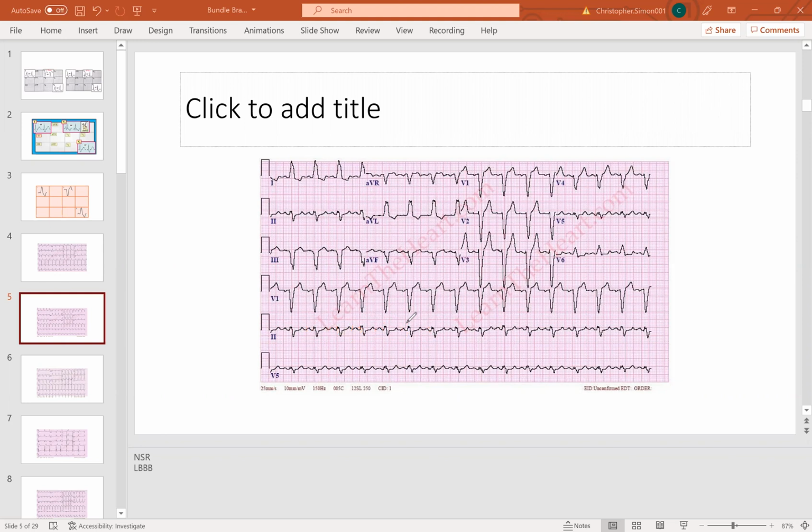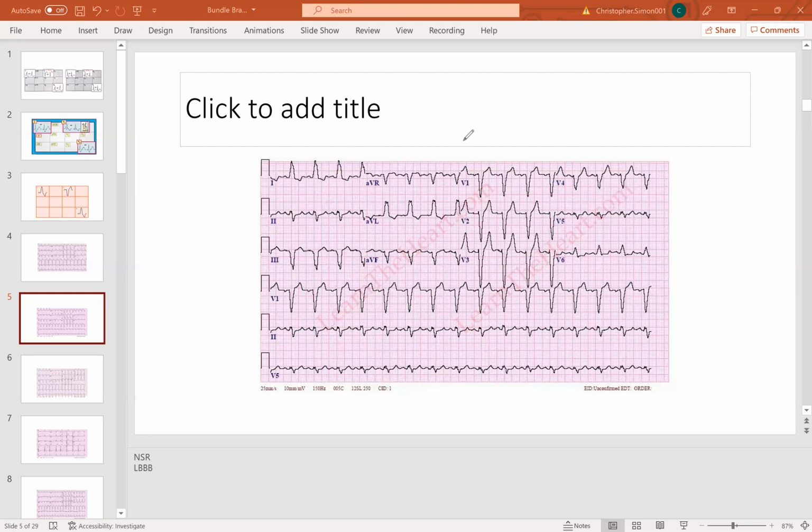Do I have a P for every QRS? P QRS, P QRS, P QRS, so on and so forth. I have a P for every QRS. That's good. What happens when we don't have a P for every QRS? We call those non-conductive P waves. And that usually means an AV block. So a second degree type 1, a second degree type 2, a third degree AV block.